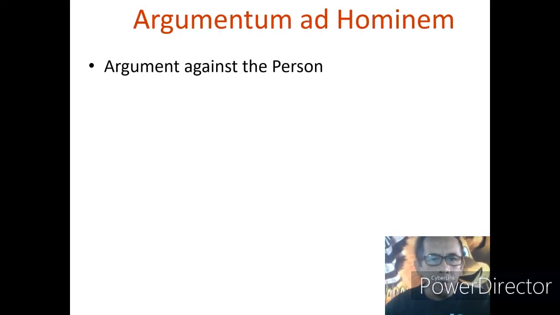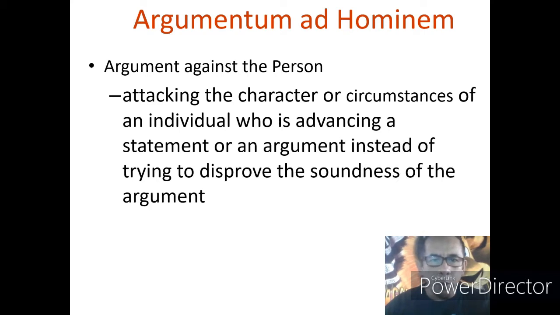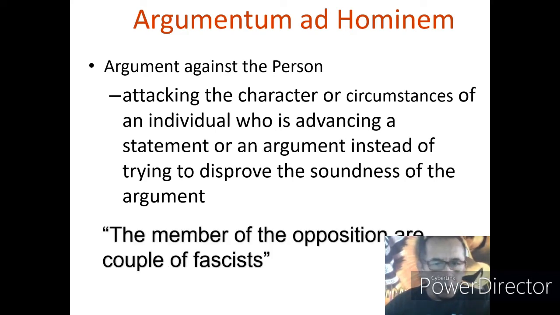Next is the argumentum ad hominem, or argument against the person. Attacking the character or circumstances of an individual who is advancing a statement or an argument instead of trying to disprove the soundness of the argument. Example, the members of the opposition are a couple of fascists.